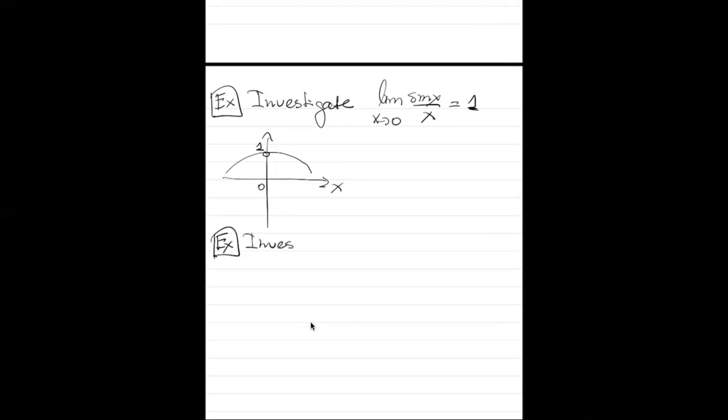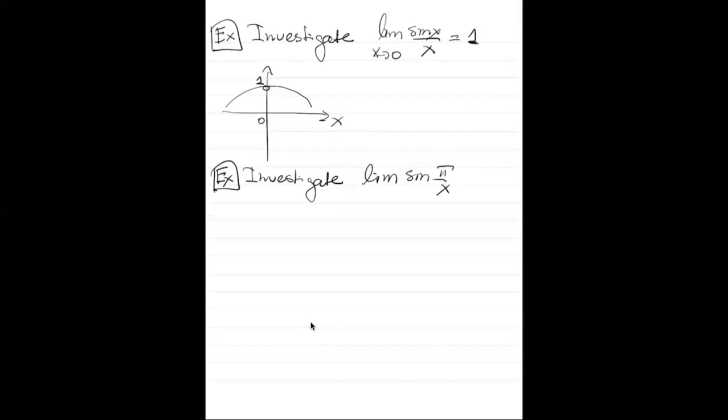Investigate the limit of sine of pi over x when x approaches 0. So let's look at our function, f of x equals sine of pi over x. And this function is undefined when x equals 0. So we can pick other points, like 1. 1 is in the neighborhood of 0.